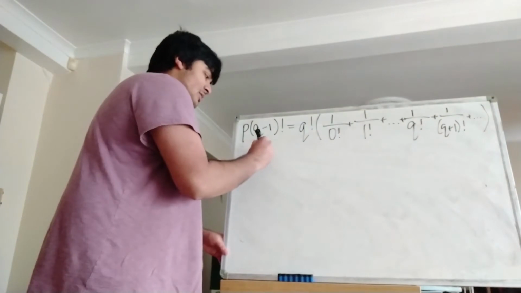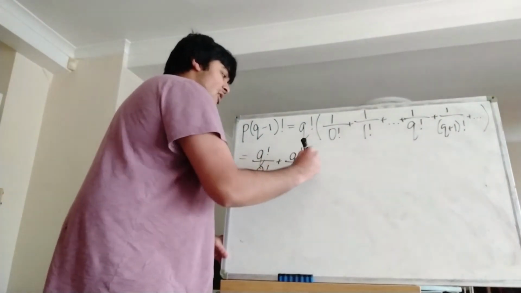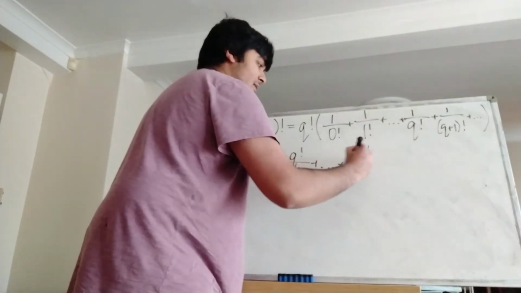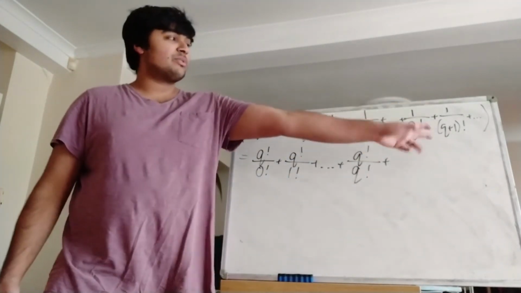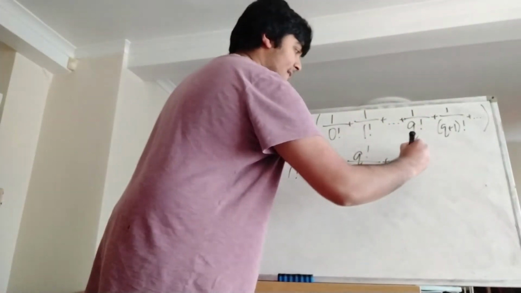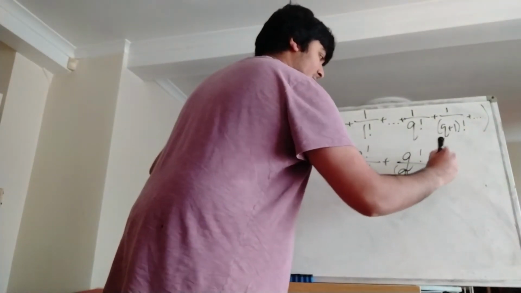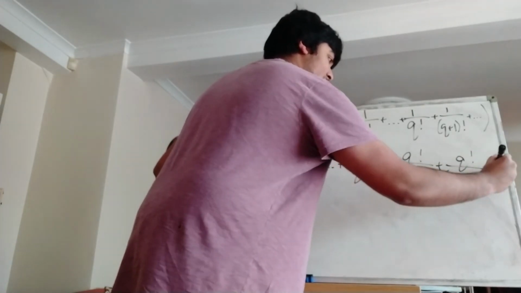This thing equals q factorial over 0 factorial plus q factorial over 1 factorial plus dot dot dot, all the way up to q factorial over q factorial. And the next term is going to be q factorial over (q+1) factorial, plus q factorial over (q+2) factorial, and so on.